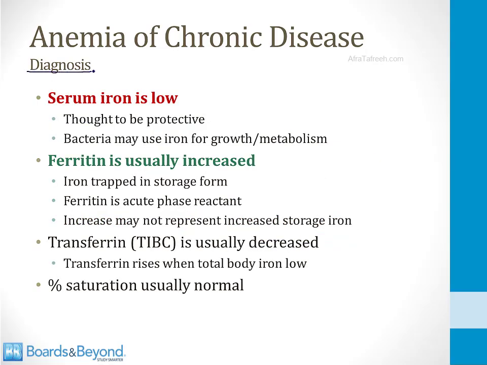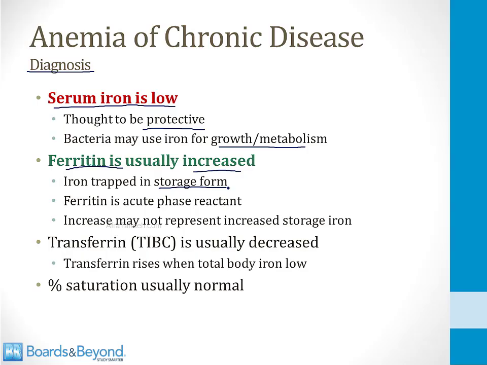Let's talk about the diagnosis of anemia of chronic disease. Specifically, let's talk about the iron studies among patients with this condition. The serum iron level will be low. This is thought to be a protective effect of inflammation because bacteria may use iron for growth and metabolism. The ferritin is usually increased. As I mentioned before, iron gets trapped in the storage form in this condition because of higher levels of hepcidin.